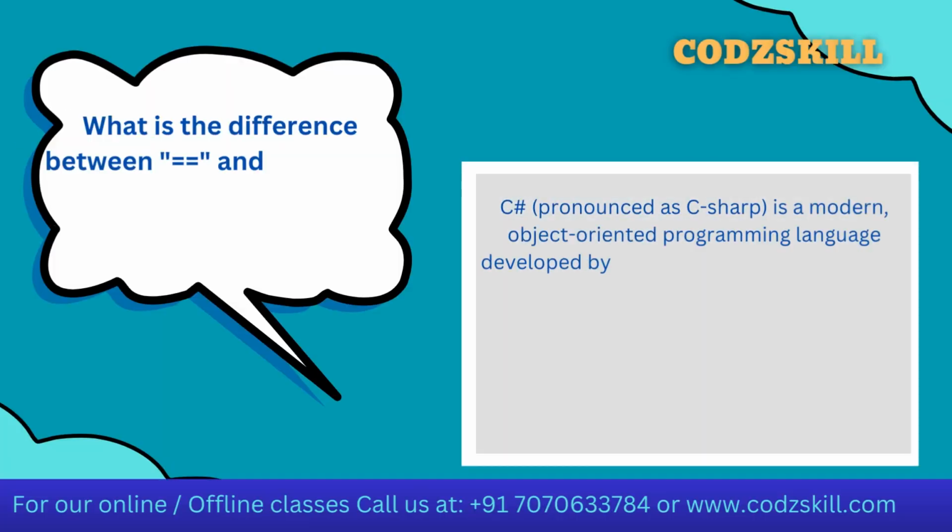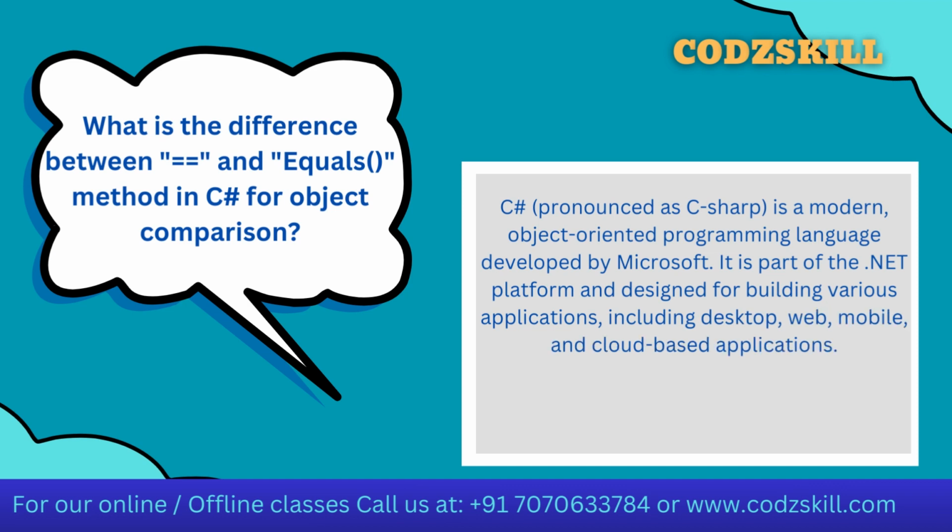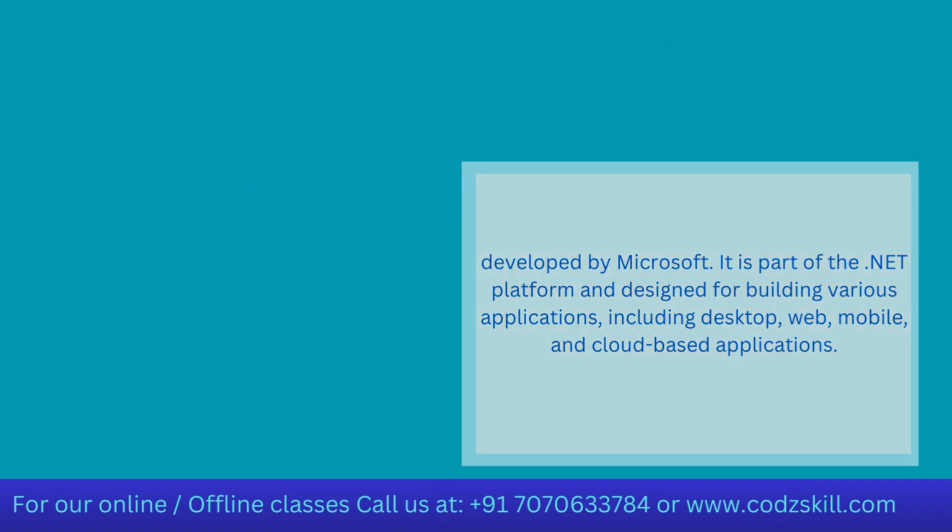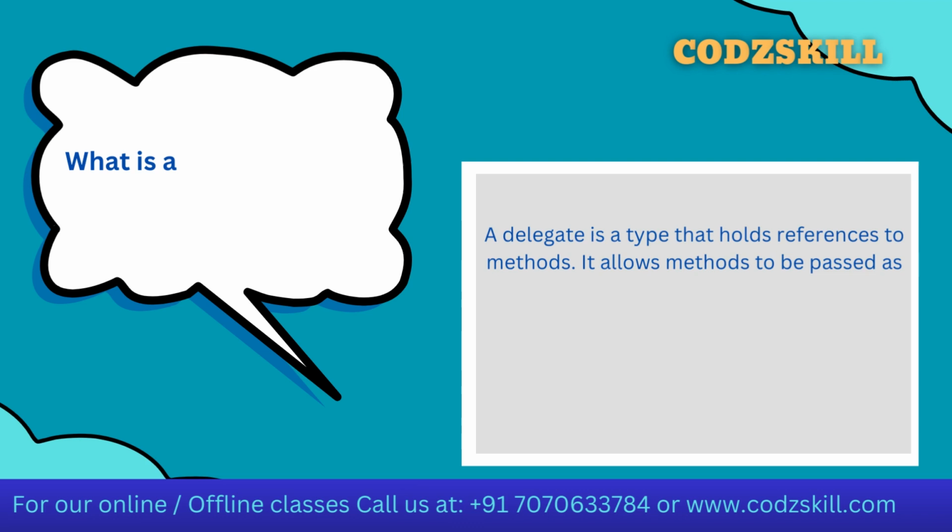7. What is the difference between the == operator and the Equals method in C# for object comparison? The == operator checks for reference equality for reference types and value equality for value types. The Equals method is used to check for value equality, and it can be overridden in user-defined classes to provide custom equality comparisons.